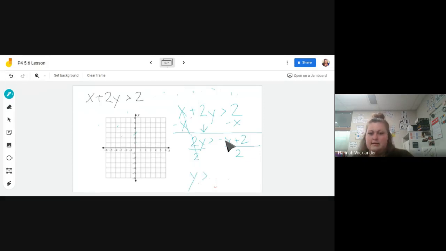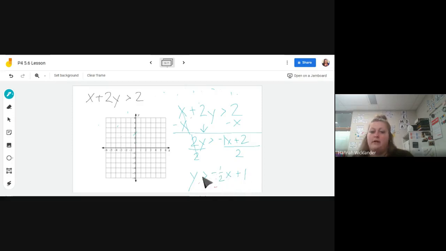Is greater than, and then negative x divided by 2. Remember, there's a 1 in front of it, so it's really negative 1/2 x. And then 2 divided by 2 gives me 1. So I have y is greater than negative 1/2 x plus 1.